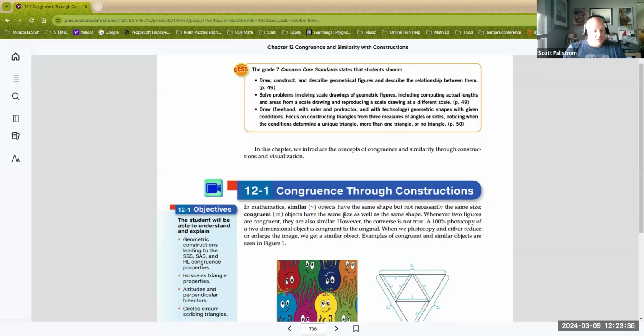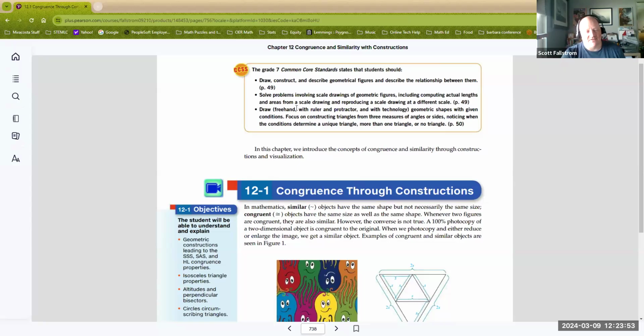How do I know that two shapes are exactly the same shape? And we'll also talk about, a little bit later, not in this section, whether things are similar, which is the same shape, but maybe not the same size. So we're going to talk about that in this chapter.